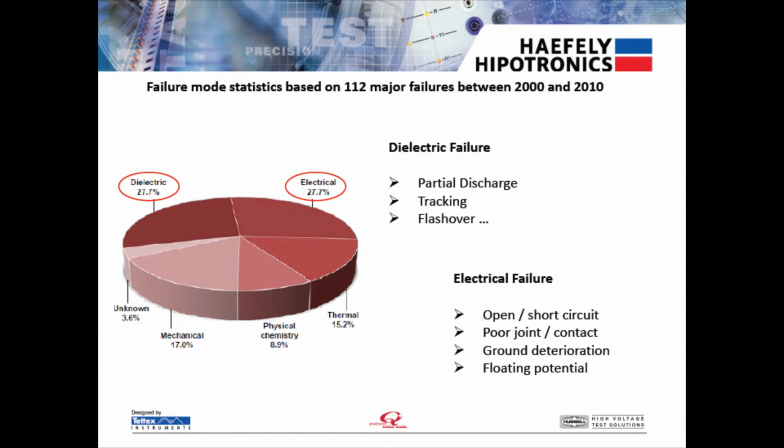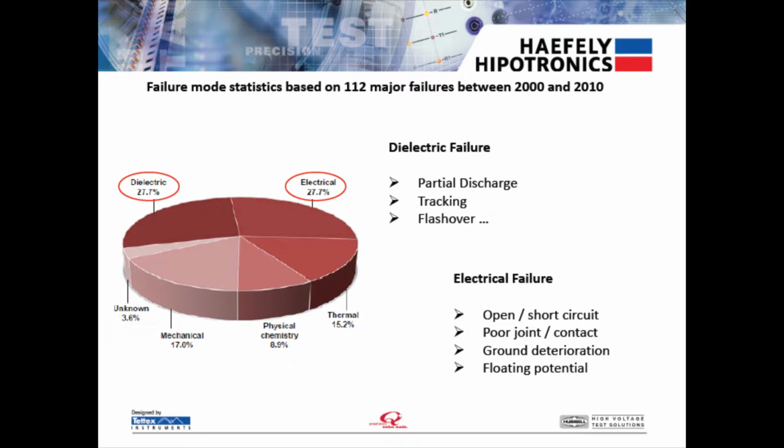These are some types of failures seen in transformers. Electrical and dielectric failure account for the majority of failures. And this is why we offer equipment to perform these types of tests. So dielectric failure can include partial discharge, tracking over time, such as power factor, any type of flashover that can be seen with transformers in use.